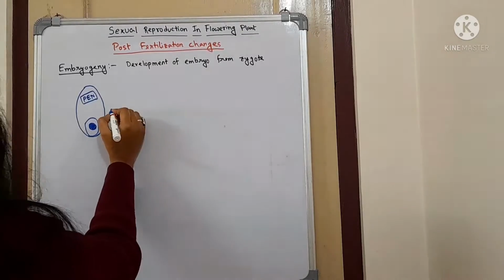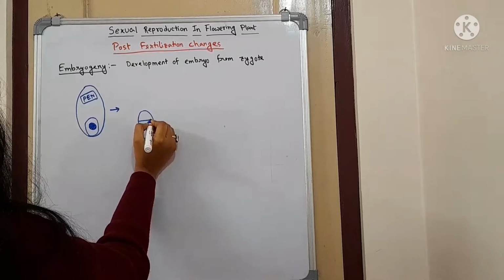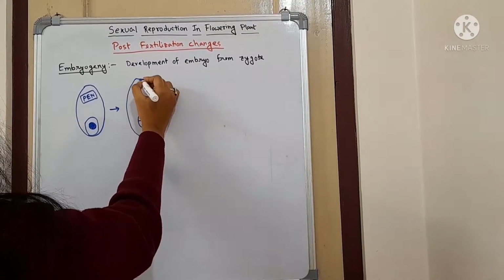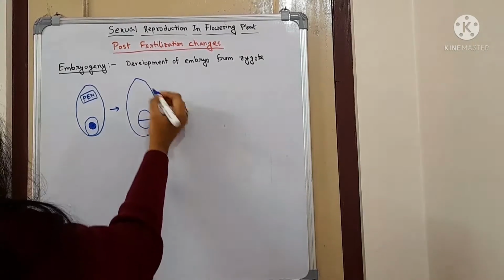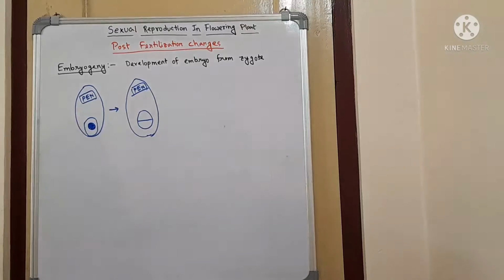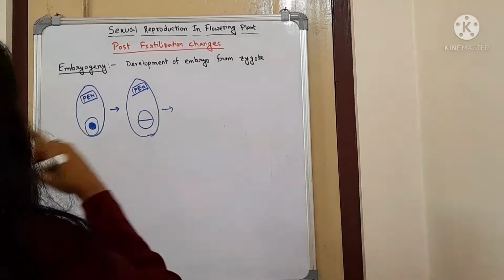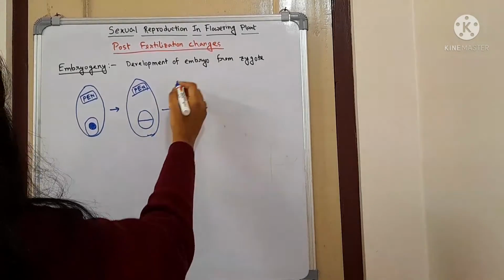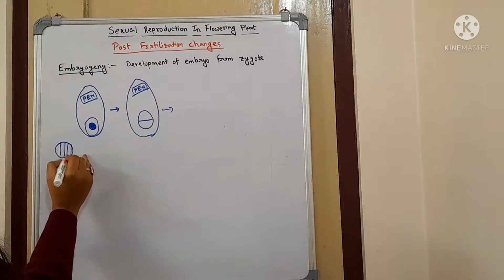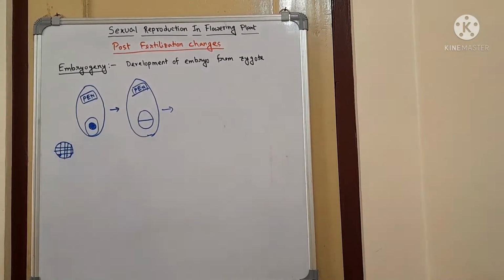The zygote will show repeated mitotic cell division. Firstly the zygote will be divided into this kind of a structure. Let me once again draw the whole structure. This is the primary endospermic nucleus, or the PEN, which is present there. Firstly the zygote will be divided like this, and after that it will show repeated division like this, transversely, diagonally. They will start to repeat. They will show this kind of cell division.